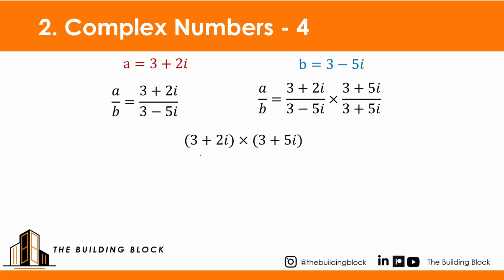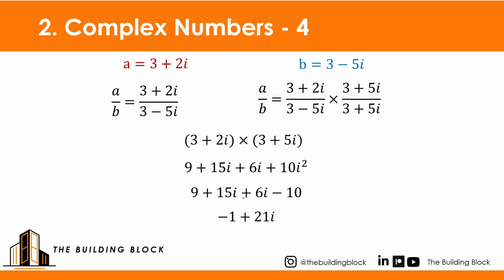Use the distributive property. 3 times 3 equals 9, 3 times 5i equals 15i, 2i times 3 equals 6i, and 2i times 5i equals 10i squared. i squared equals negative 1, so 10i squared becomes negative 10. Add up the real parts, 9 minus 10 equals negative 1, and the imaginary parts, 15i plus 6i equals 21i. So the numerator simplifies to negative 1 plus 21i.